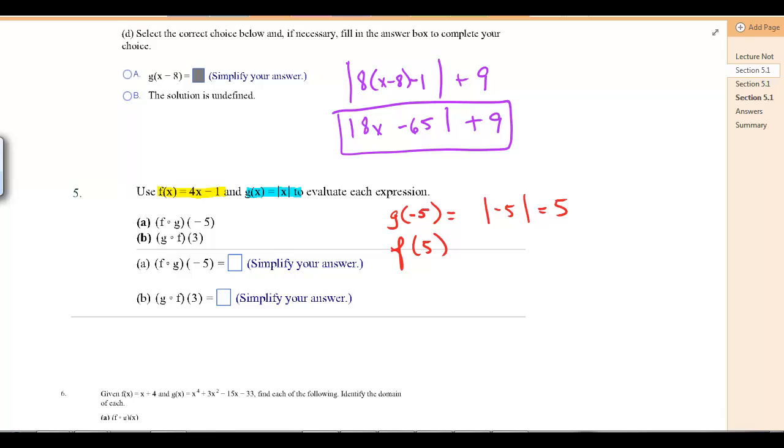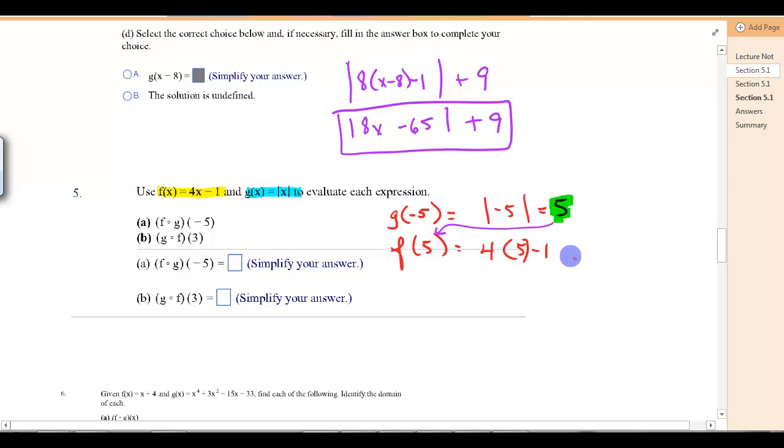So when you have one like this, whatever you get here goes in to here. So f of 5 equals 4 times 5 minus 1, which is 20 minus 1, which is 19. So that's your ultimate answer for that one.